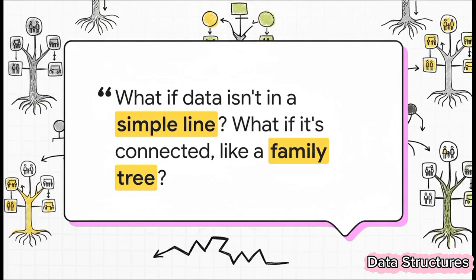A family tree is honestly the perfect mental model for this. You've got generations, parents, children, siblings. It's all about the relationships between them. A simple, straight line just can't capture that kind of complexity. And that is exactly where the tree data structure comes in to save the day.